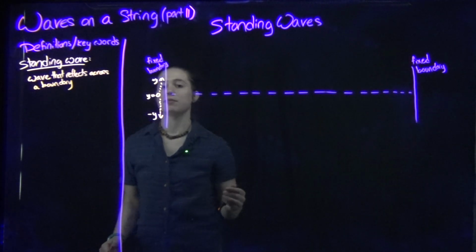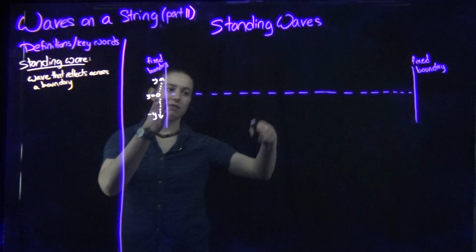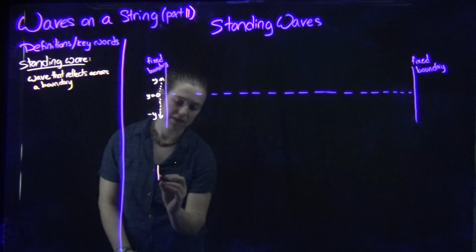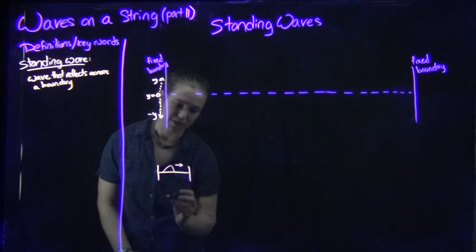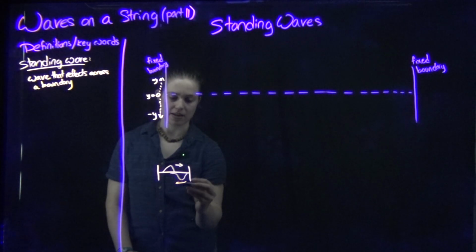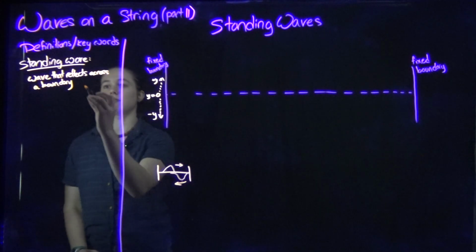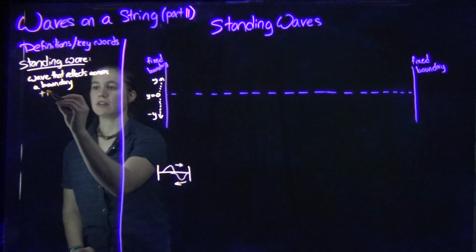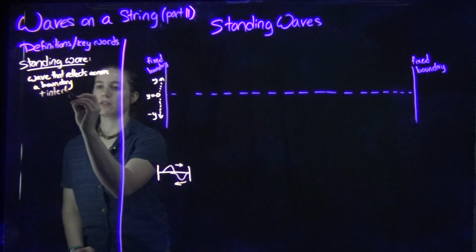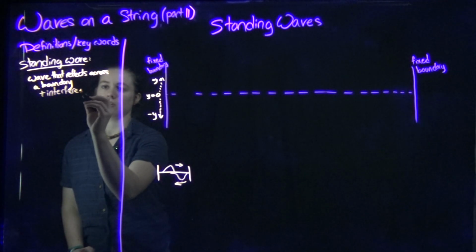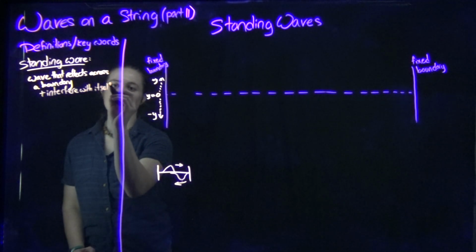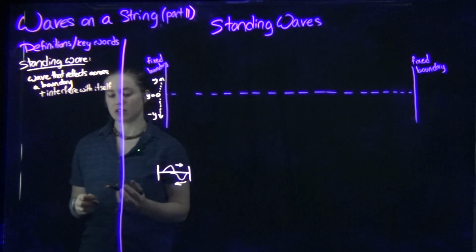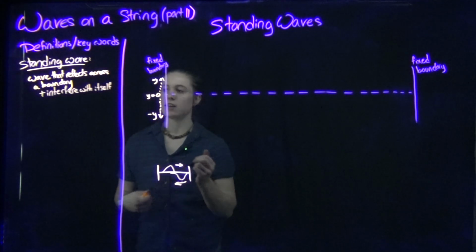Remember we talked about the boundaries in the last video, where waves get reflected. So if we had a little pulse that went like that, it would be reflected to look like this. So they reflect across a boundary and they interfere with itself. Remember, we can have constructive or destructive interference.